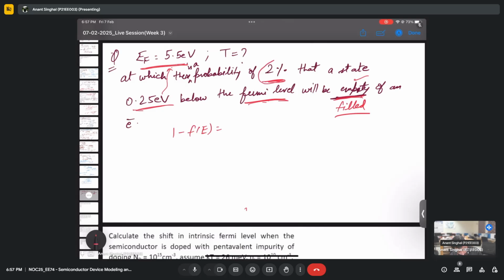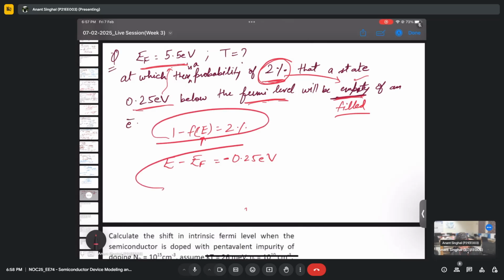So it is saying that 2% will be empty of an electron. So 1 minus F is 2%. That is what it means to say, right? And again, this energy level, let's say this is E, is 0.25 electron volt below the Fermi level, so this is minus 0.25. Are these two lines clear to everyone? If not, please let me know. Can you explain once again?